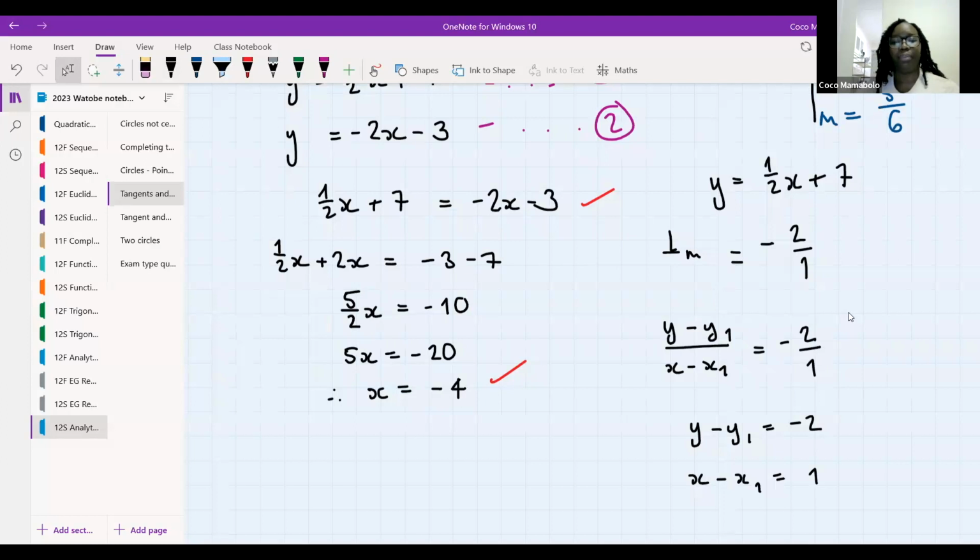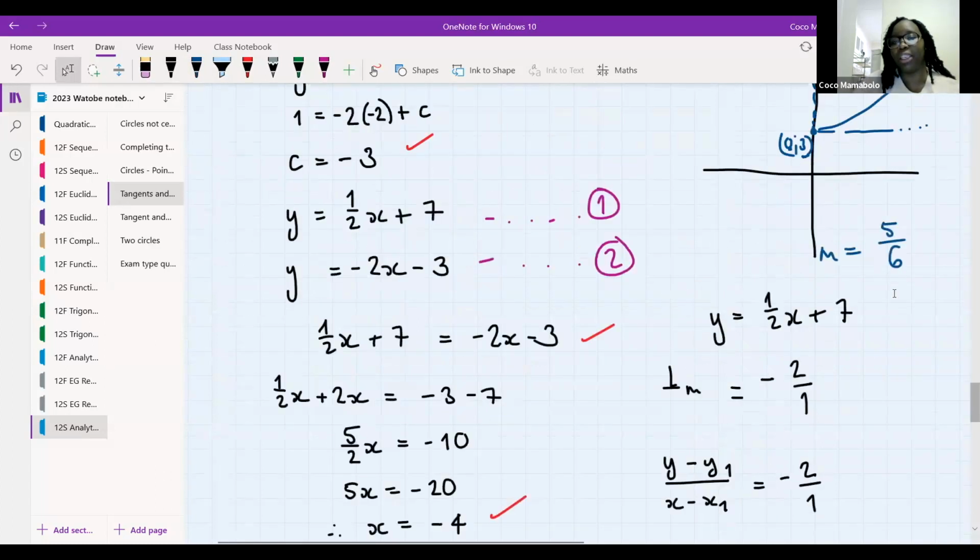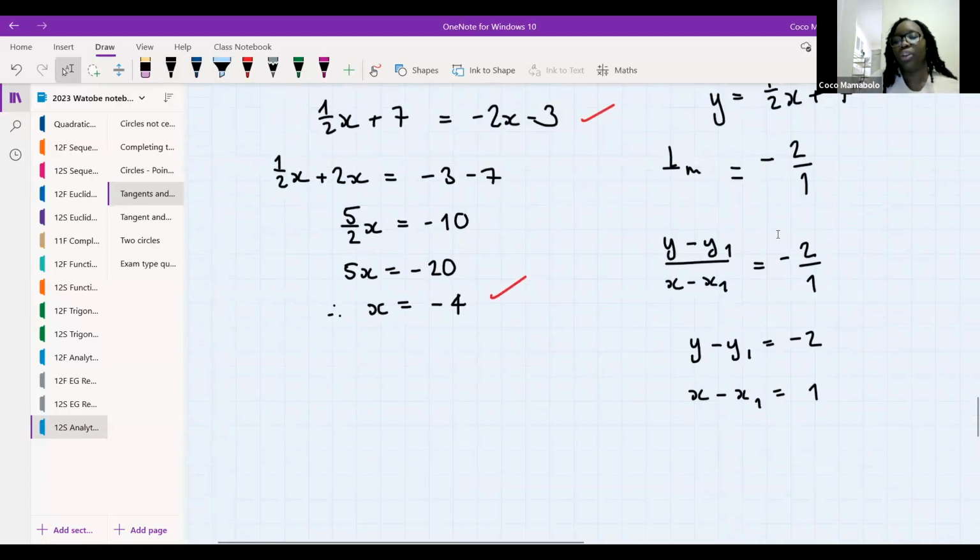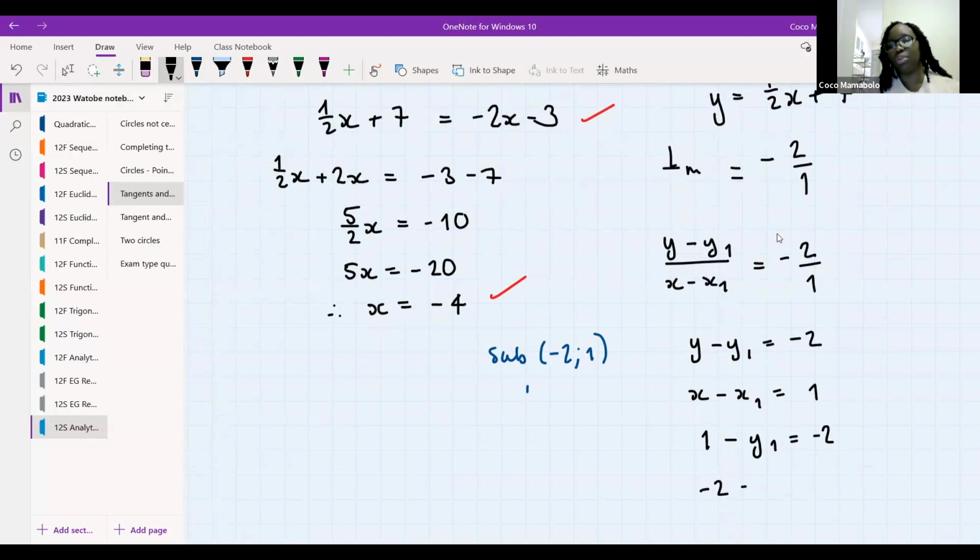I can. And then I'm just going to take the point that I have. I know the point to sub in that I've been given is -2 and 1. So I'm going to sub in -2 and 1. Right. So I'm going to end up with 1 - y1 = -2. And I'll have -2 - x1 = 1. I can solve for y. So my y is going to equal -2 - 1 = -3. And my x, this is y1, x1 will be equal to 1 + 2, which is equal to 3.